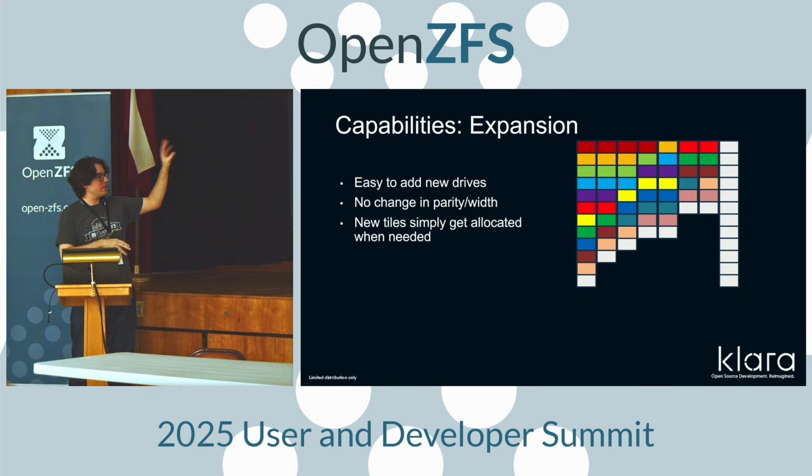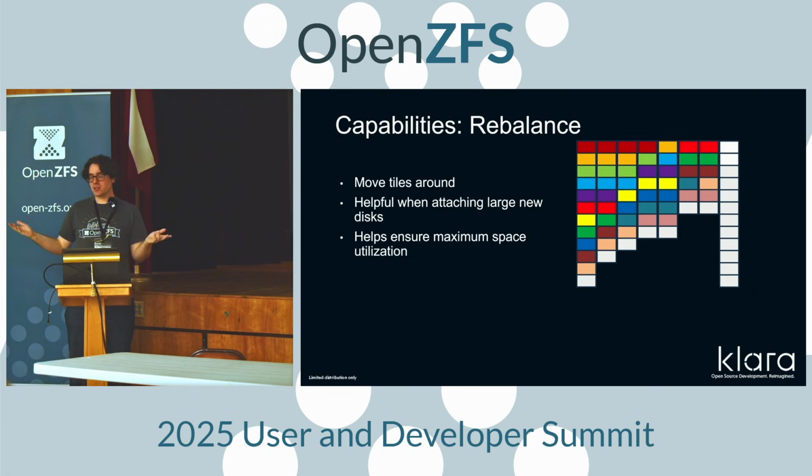So we need some way, or it would be really nice if we had some way to move tiles from the existing disks onto this new disk that has all this free space. And by doing that motion, we could free up space on all the different devices and make it easier to allocate stripes across all the different disks. And so that capability is rebalance. This lets us move tiles from very full disks to very empty disks. It's helpful, for example, in this case, when you're attaching a new large disk. But it can also be useful in other cases that we'll talk about. And it helps us always take advantage of all the space that all the disks have available.